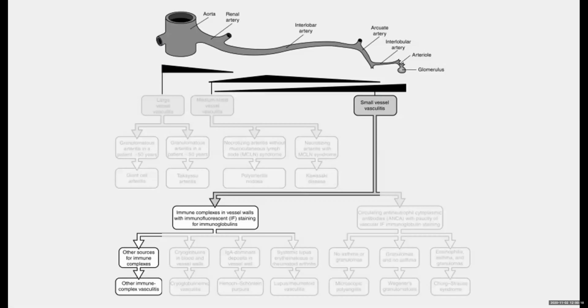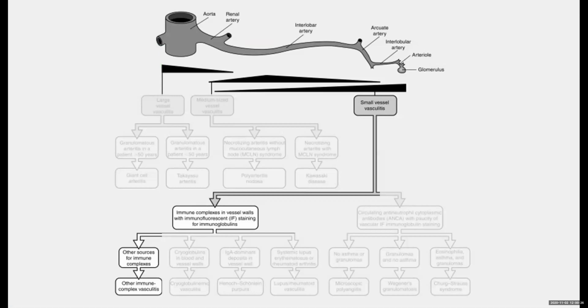All right, let's go ahead and get started. So this is going to be part two of the vasculitis talk that we started off with last week. If you guys recall, last week we went over the small vessel vasculitides, which included those that were associated with ANCA versus those that were associated with immune complexes.